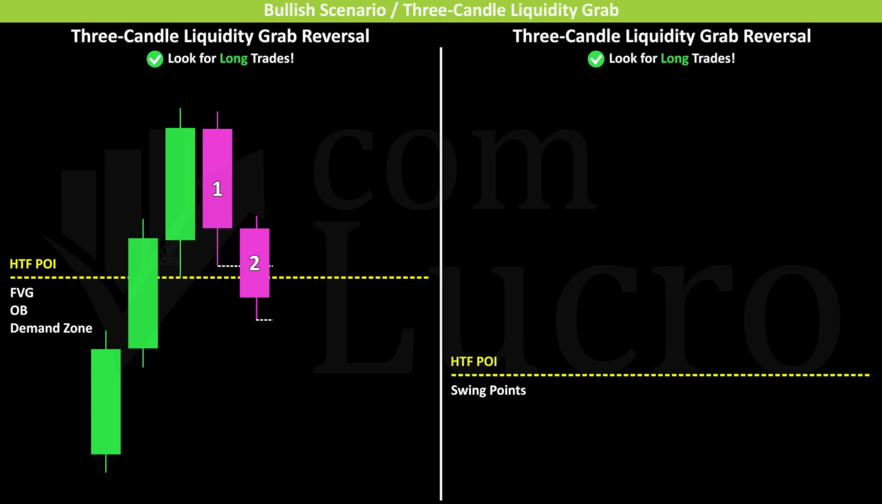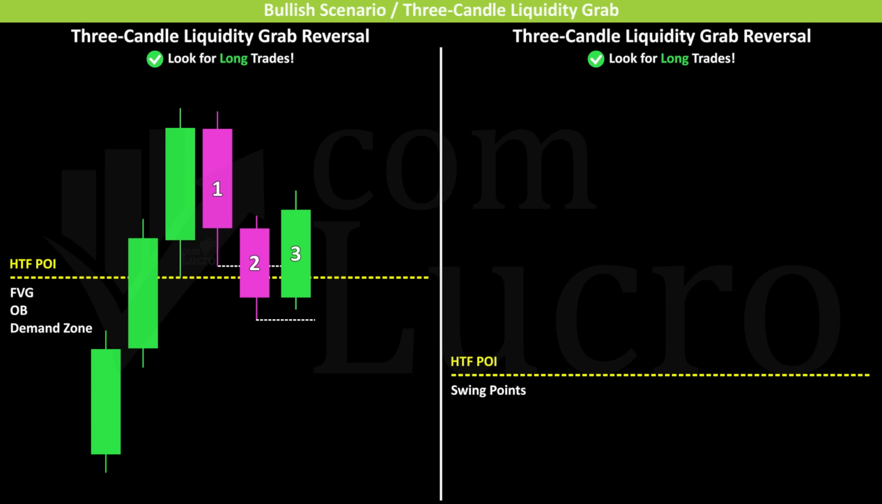Just like a 2-candle liquidity grab reversal, a 3-candle liquidity grab reversal should not be traded in isolation. The highest probability setups occur when the pattern forms at a significant higher time frame point of interest, such as a fair value gap, order block, supply or demand zone, or a major swing high or swing low. This occurs when candle 3 does not take out the low of candle 2, but instead closes above the top of candle 2's body. In this bullish example, candle 3 respects the low of candle 2 while closing strongly above its body, effectively engulfing it.